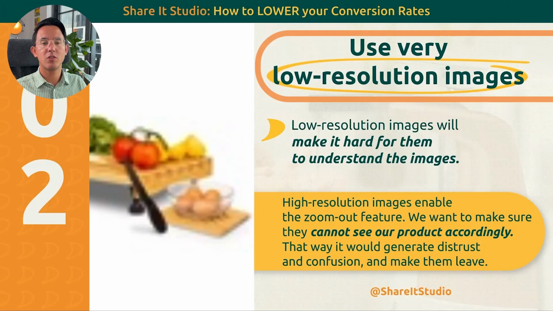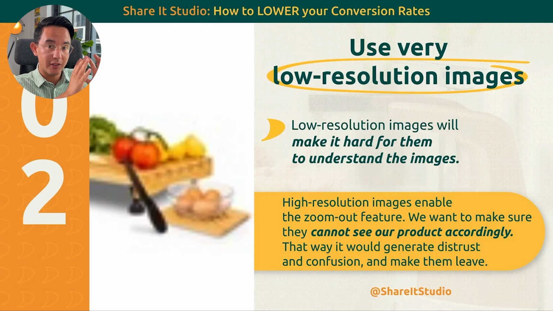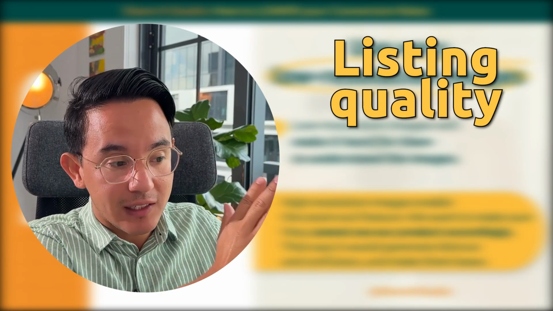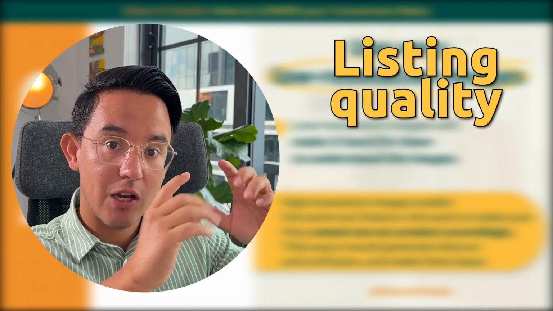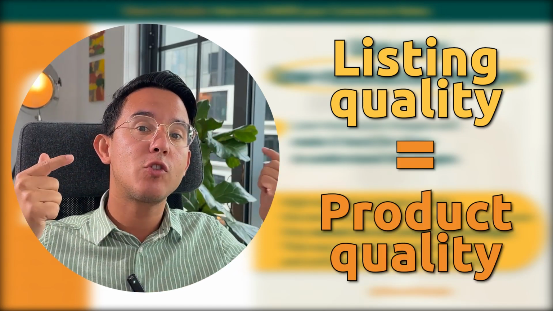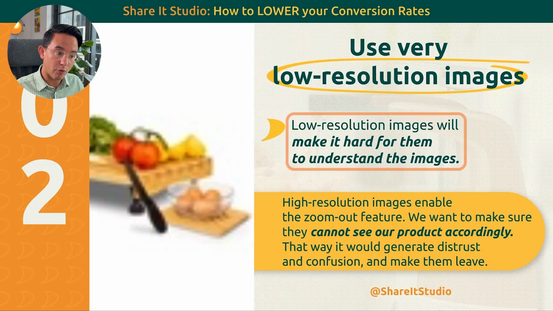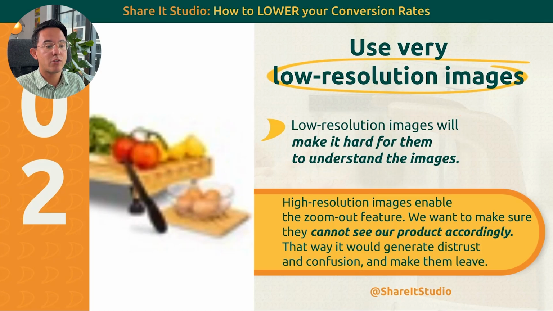Number two, low resolution images. This is an easy one, honestly. The quality of your listing will equal the quality of your product in the consumer's eyes. So make sure that you're using very low resolution images if you want to fail on Amazon. Low resolution images will make it hard for them to understand the images, and high resolution images will enable them to see features and do a bunch of other stuff.